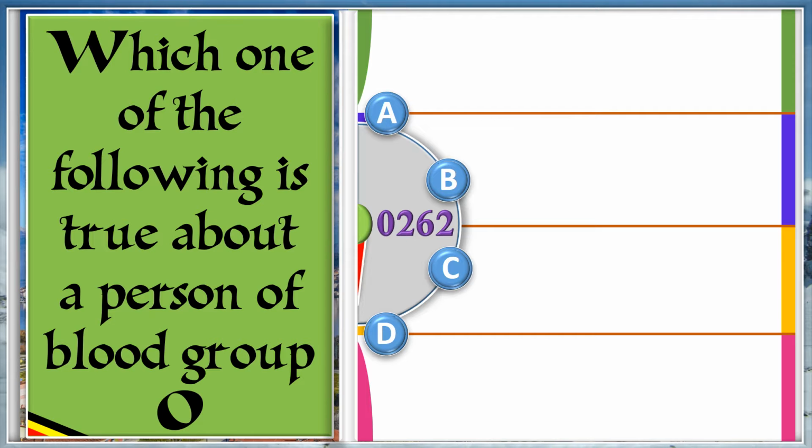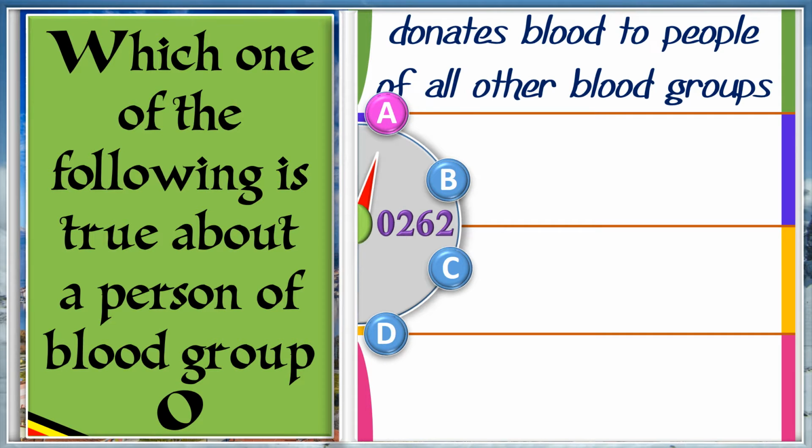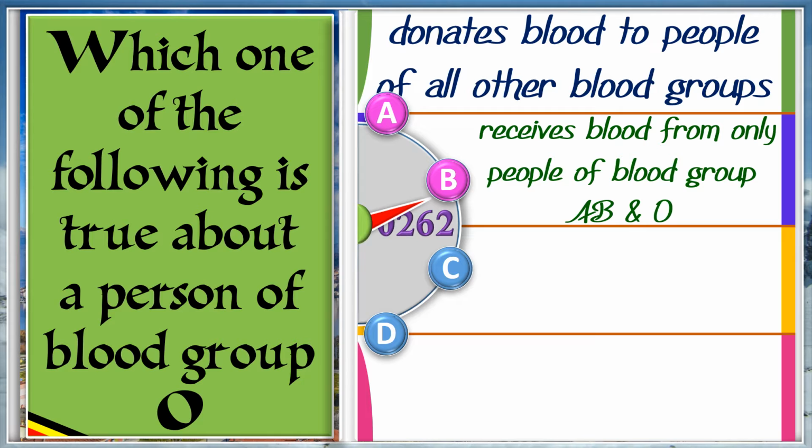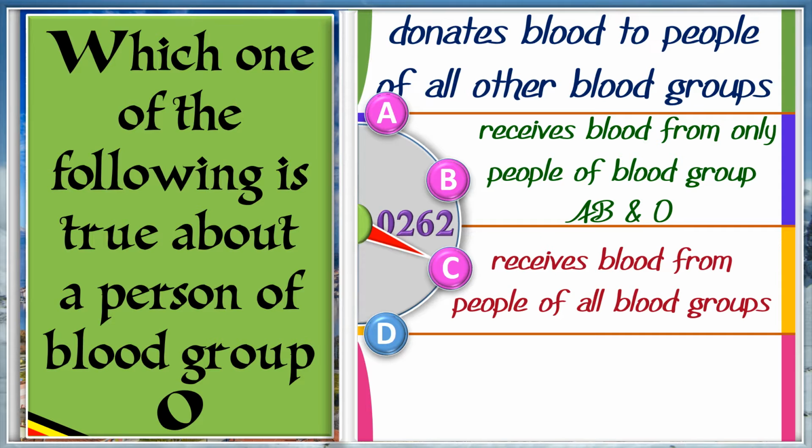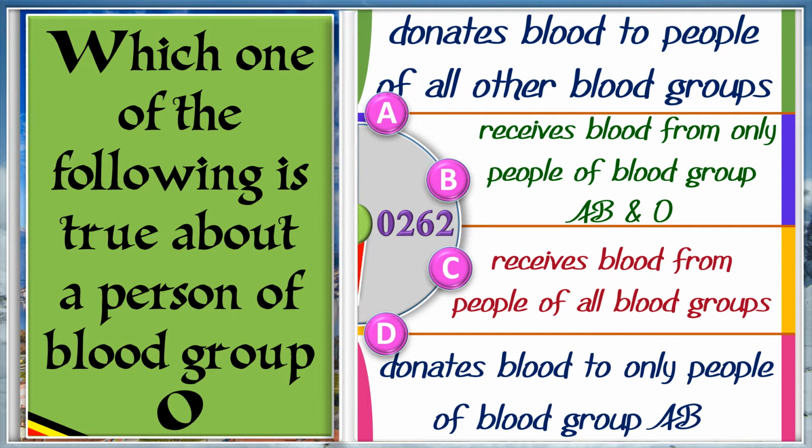Which one of the following is true about a person of blood group O? A. Donates blood to people of all other blood groups. B. Receives blood from only people of blood group AB and O. C. Receives blood from people of all blood groups. D. Donates blood to only people of blood group AB. And the answer is A. Donates blood to all other blood groups.